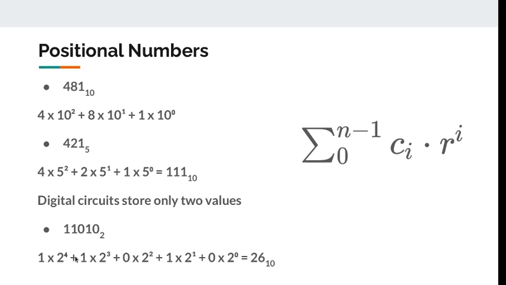So it plus the next digit times 2 to the power of 3, that's the next position, plus 0 in this case, because our digit here in position 2 is 0, times 2 to the power of 2, plus 1 times 2 to the power of 1, in this case that's position number 1, and plus 0 times 2 to the power of 0, that's the first position.